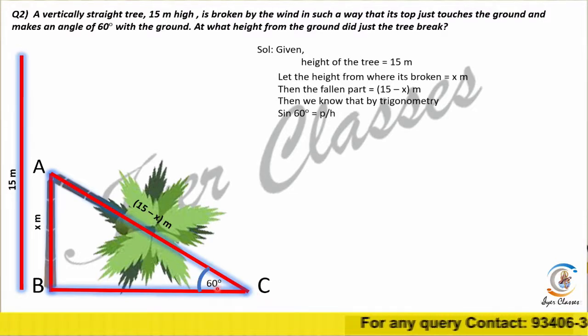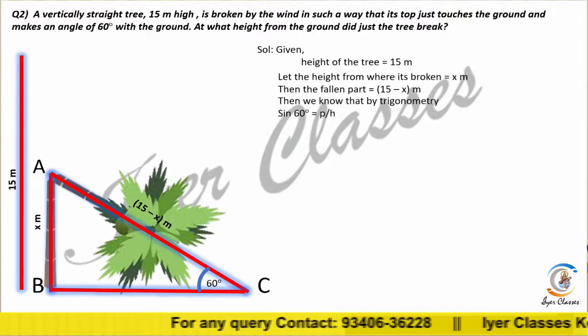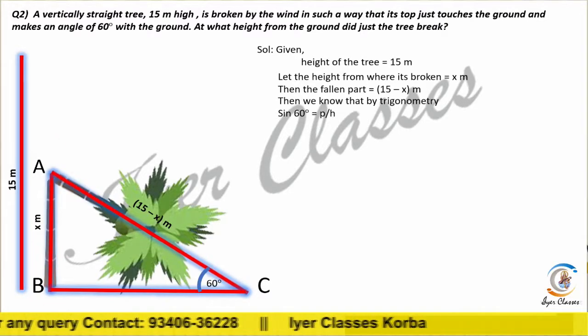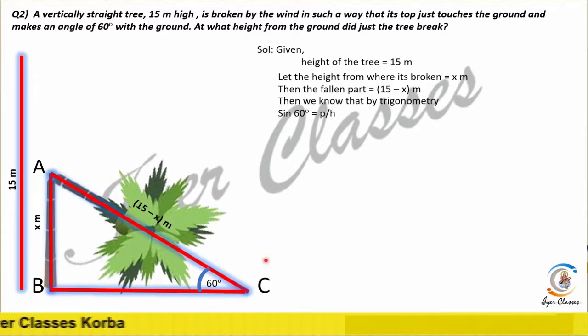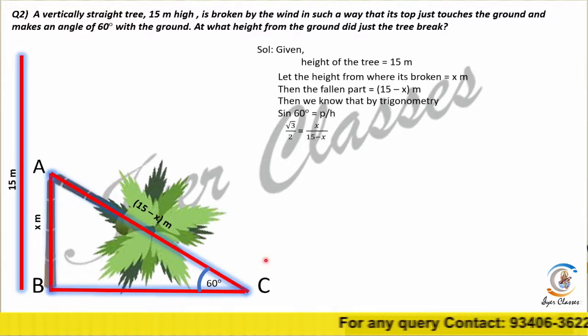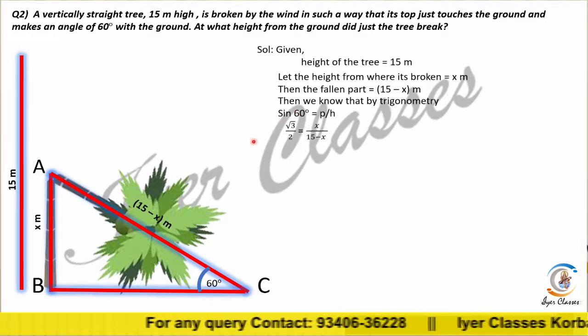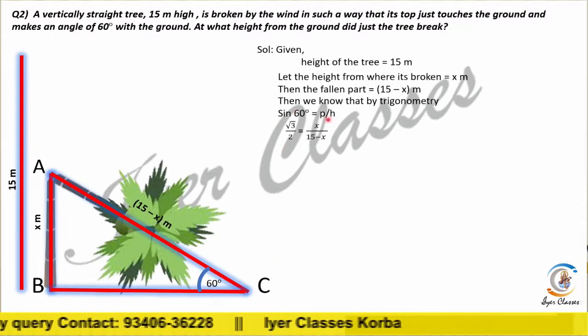So what is the perpendicular out here? AB is taken as x. Put the values. And this AC is taken as 15 minus x, right? Now put the value of sine 60. We all know it is equal to how much? It is equal to root 3 by 2. And that is equal to x divided by 15 minus x.